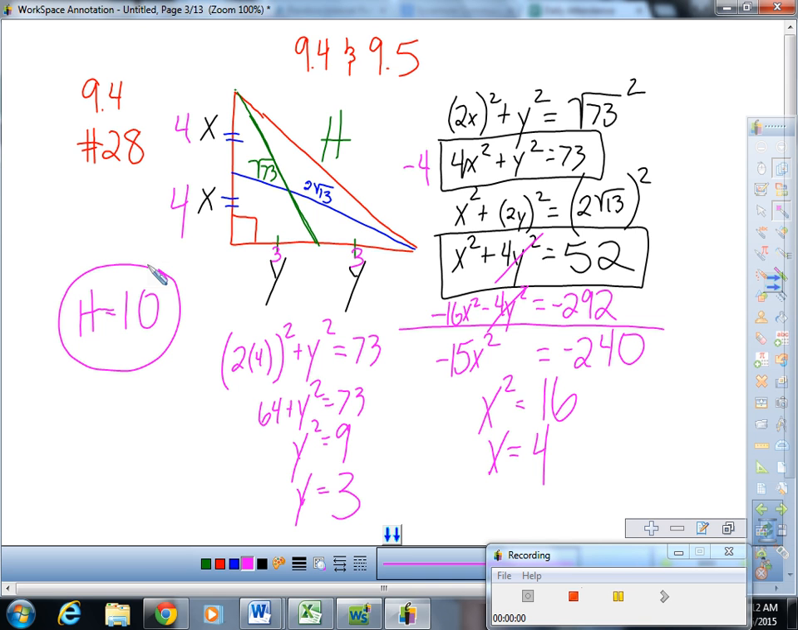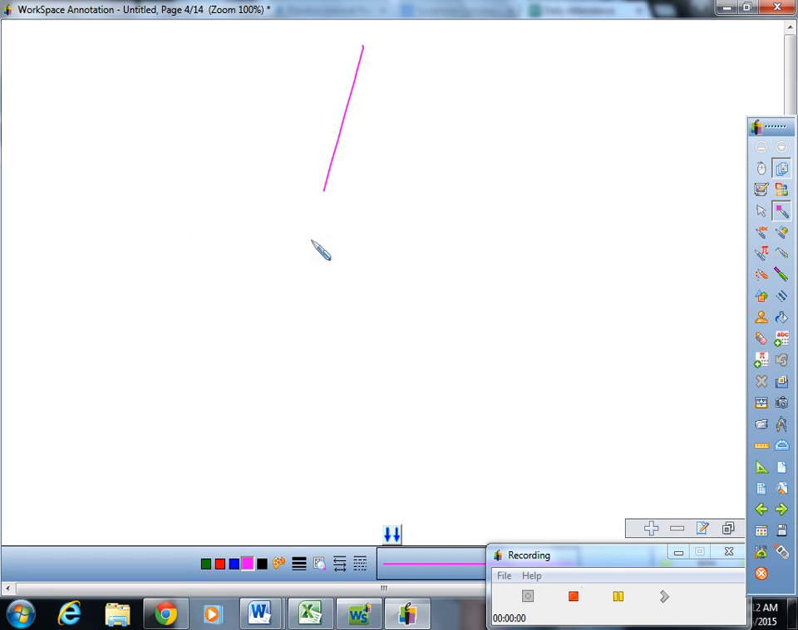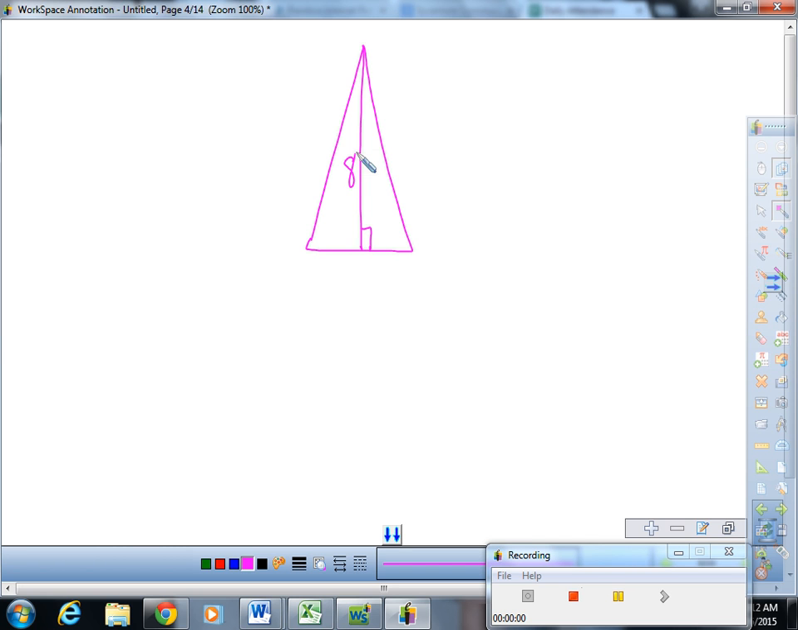9-4, number 26. The perimeter of an isosceles triangle is 32. The altitude from the vertex is 8. Hold on. Now I lost my spot. Okay, good. We're good. Find the length of a leg. So we want to find this.